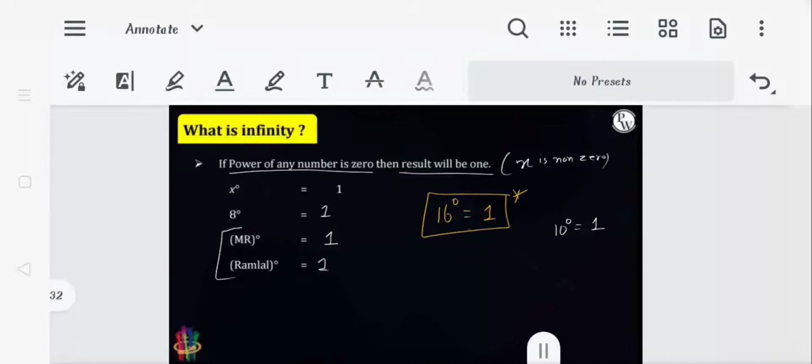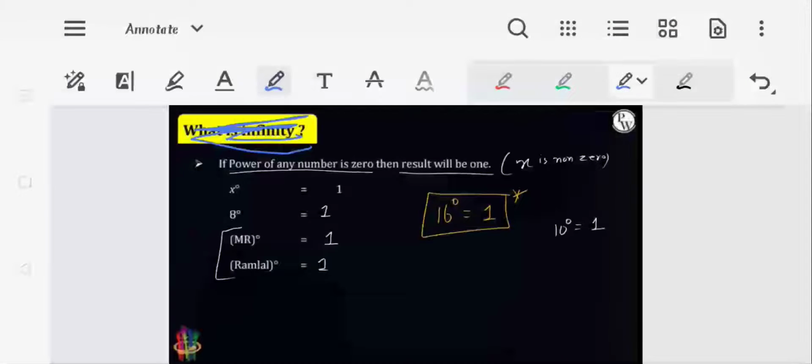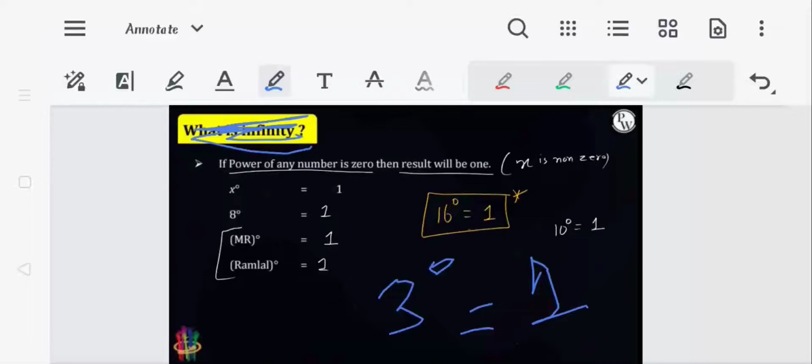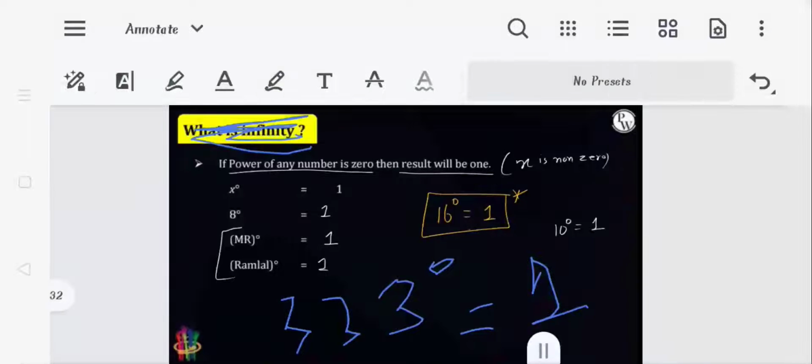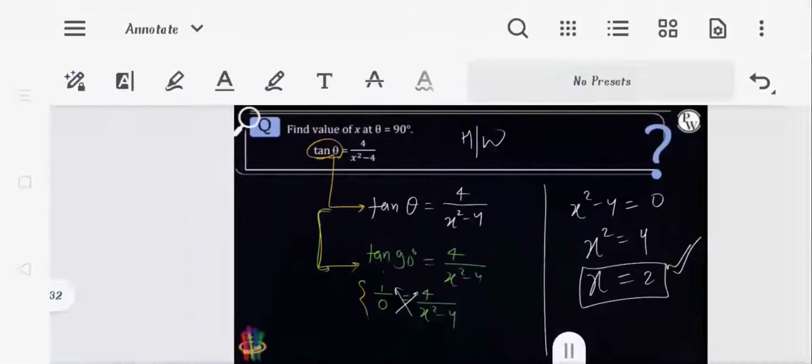If the power of any number is 0, then the result will be 1. That is just the wrong title here. See, x to the power 0 is 1, m to the power 0 is 1, anything to the power 0 is 1. If we talk about 3 to the power 0, you will get 1. Whatever the number, the answer has to be 1. Anything to the power 0 has to be 1. Alright, let's move to the next page.